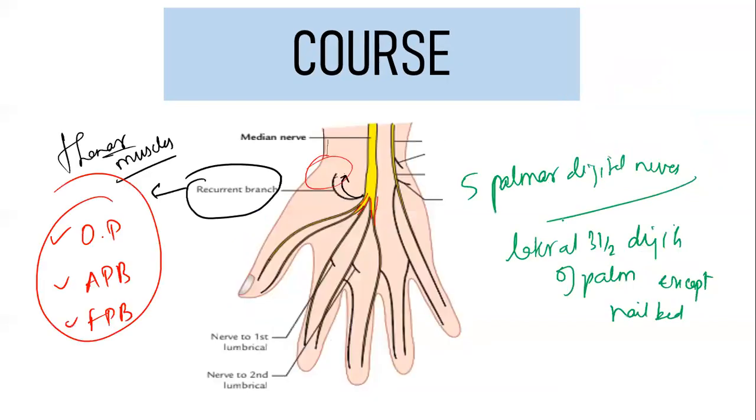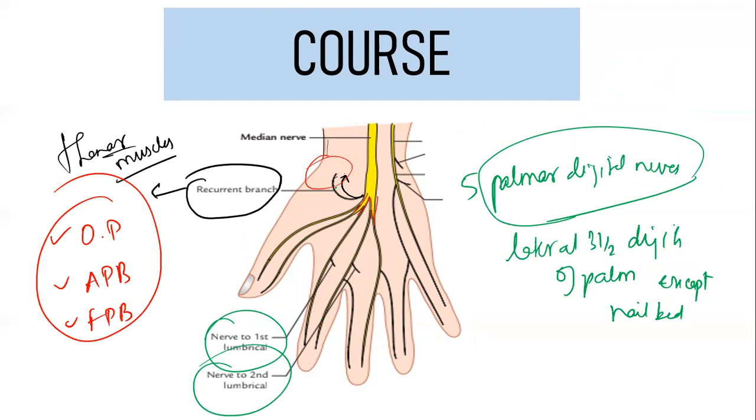Yes, the 5 palmar digital nerves are what is going to give sensation to the lateral 3.5 aspects of it, except the nail beds, right? So we have got totally 5 palmar digital nerves that give rise to lateral 3.5 digit skin sensation, and it is also going to supply the first and the second lumbricals. So at the end, there's the recurrent branch.